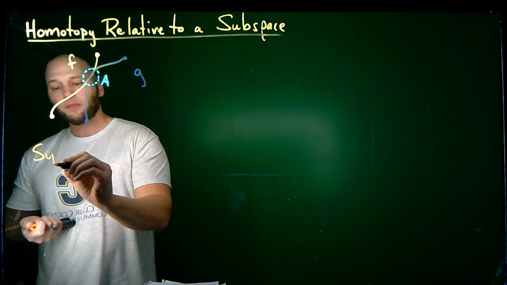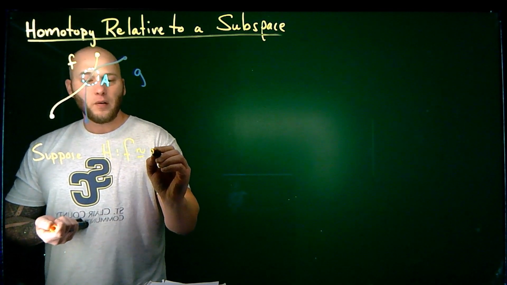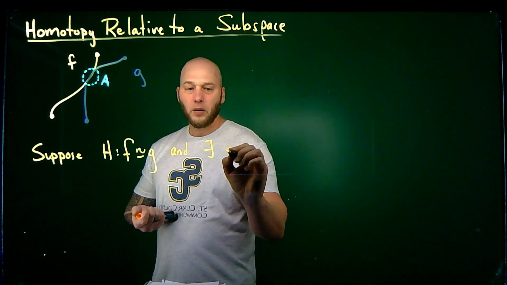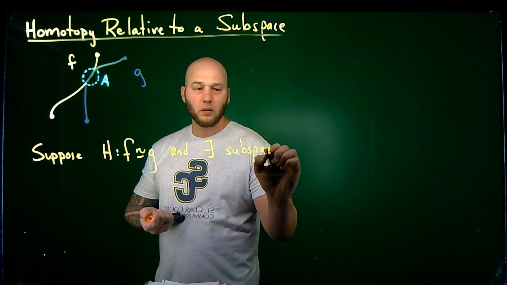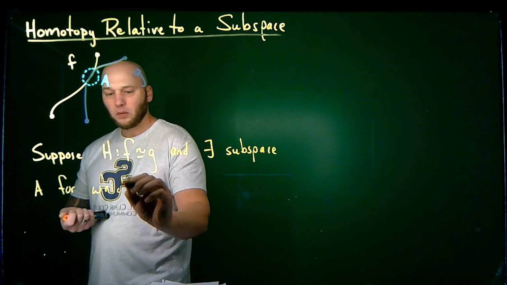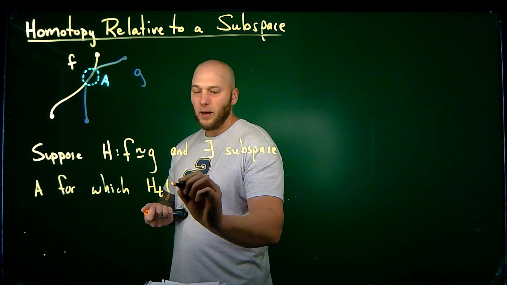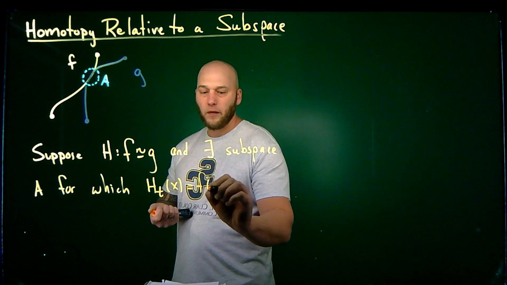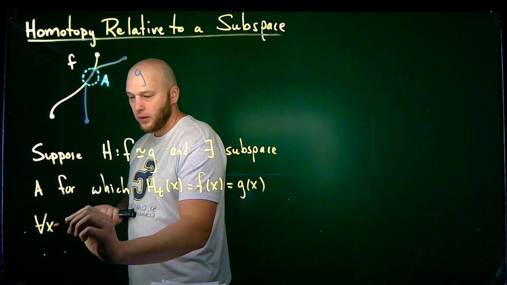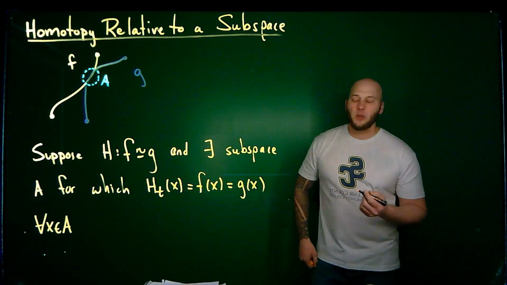So suppose H is a homotopy from F to G, and there is a subspace A for which the following happens. H(t, x) is equal to F(x), which is also equal to G(x) for every x within the subspace. So in other words, the homotopy is fixed on this subspace A.